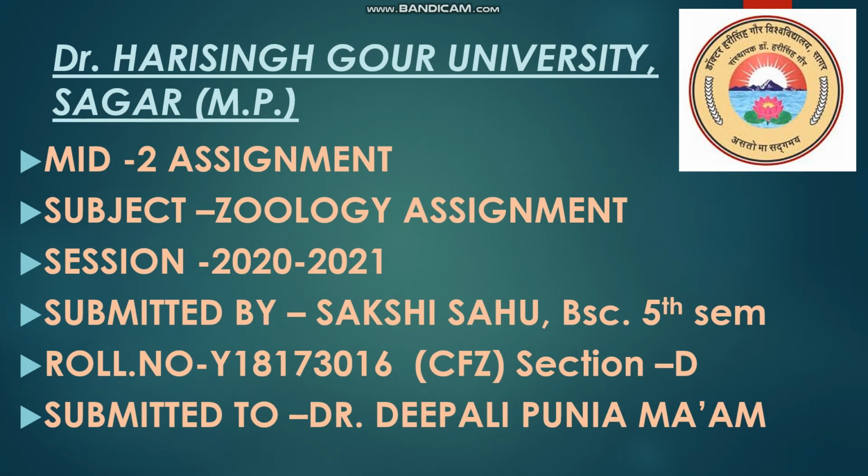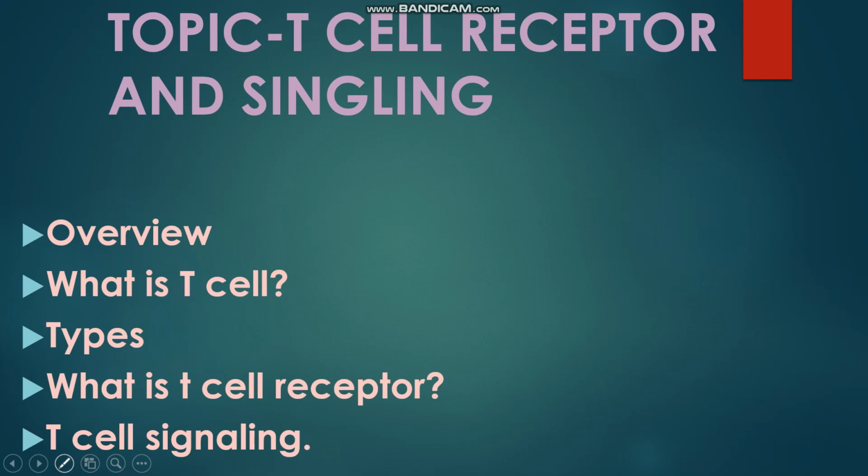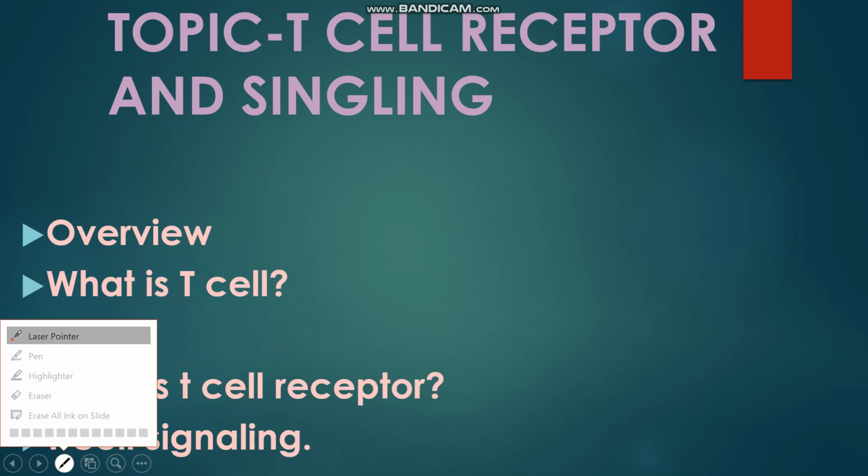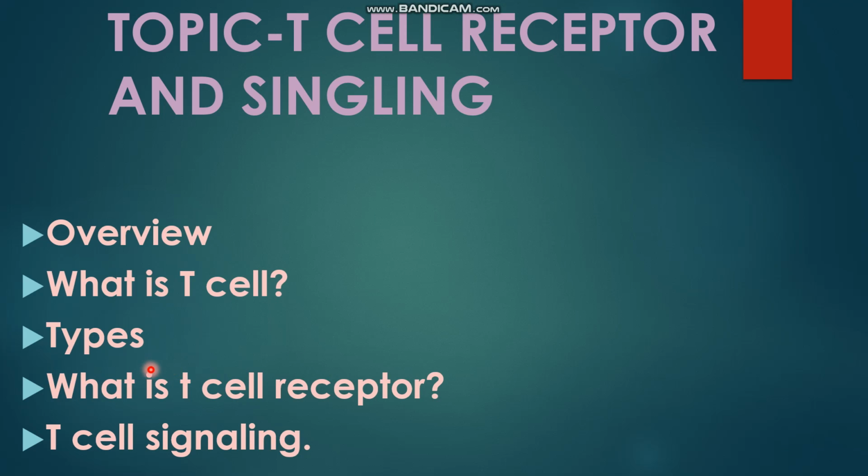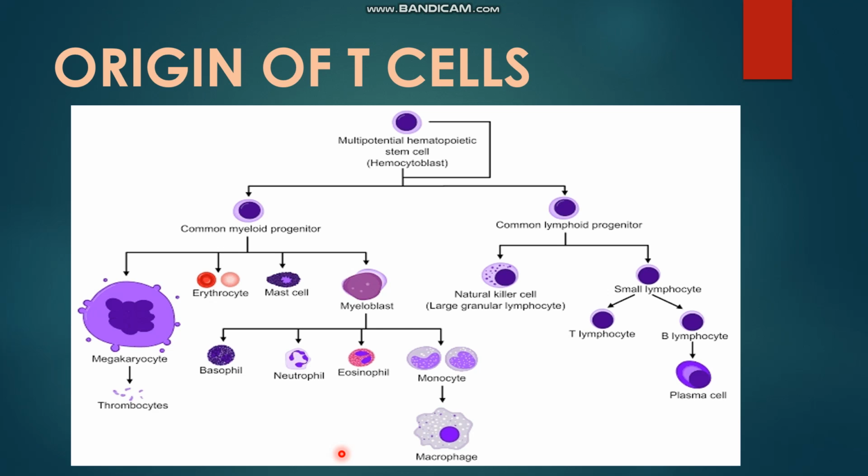My topic is T cell receptor and their signaling. So, this slide includes the overview, what are the T cells, types, what is T cell receptor and T cell signaling. So first we should know how the T cells are produced. The T cells are produced from the process of hematopoiesis.